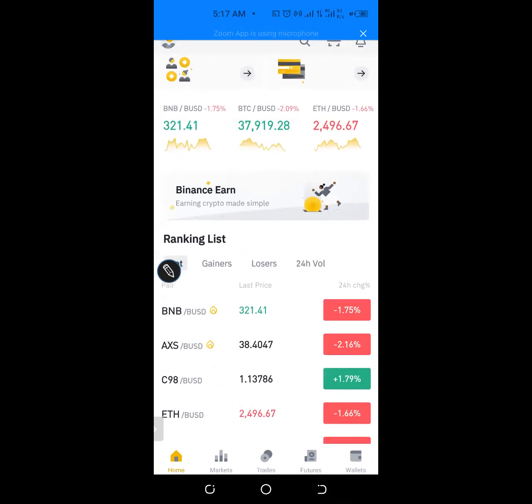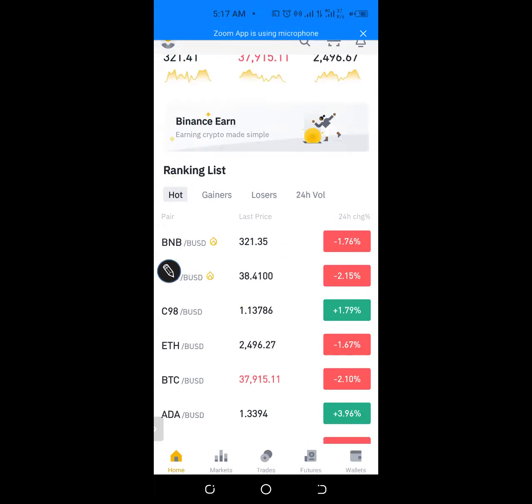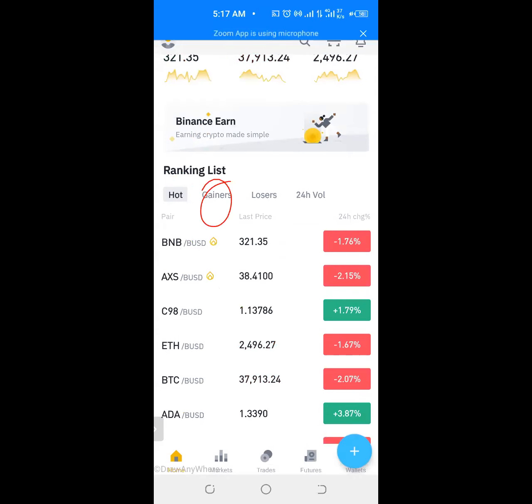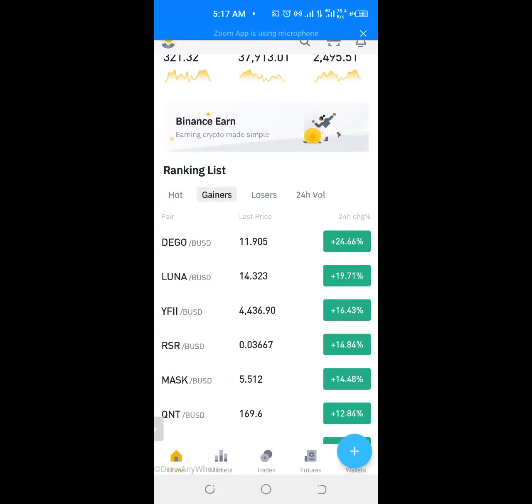When you come here on Binance, you can look at the hot cryptocurrencies traded that day. Today, the top hot cryptocurrencies we have are BNB and AXS. Now, we have the top gainers of the day from the homepage. We see that the highest cryptocurrency that has gone up today is Dego. It has gone up 24%.